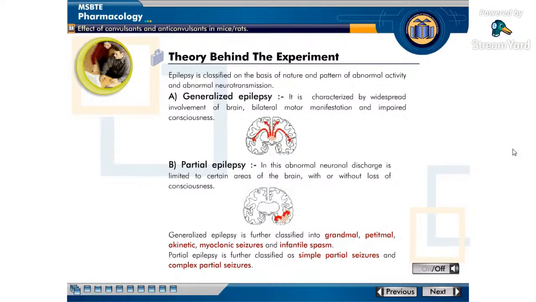consciousness. Generalized epilepsy is further classified into grand mal, petit mal, akinetic, myoclonic seizures, and infantile spasm. Partial epilepsy is further classified as simple partial seizures and complex partial seizures.